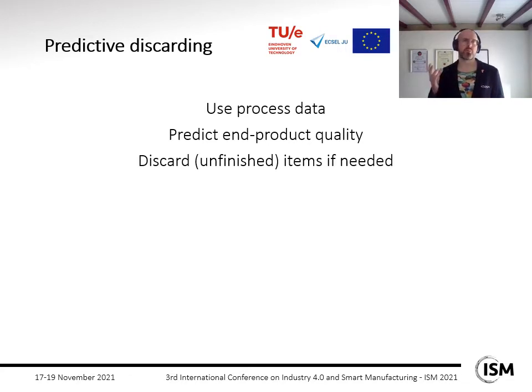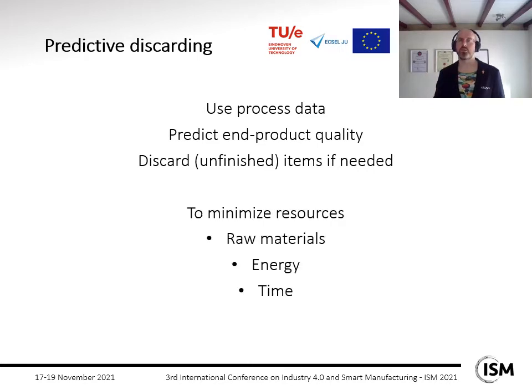From a sustainability point of view, we can use this to make sure that we minimize the resource consumption that we would otherwise spend on finishing a product that will not reach the sufficient quality. And with resources, you can think of raw materials and energy, but also time. And especially with the chips, which take up to 14 weeks to produce, and the big shortage of those chips, any time that we can save in the manufacturing process to ensure that we can make good quality chips is extremely valuable.